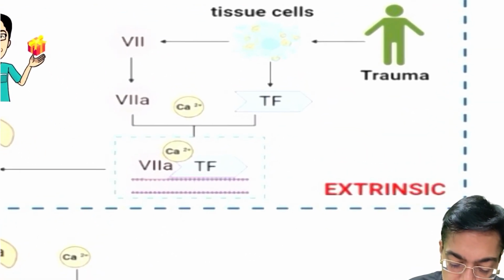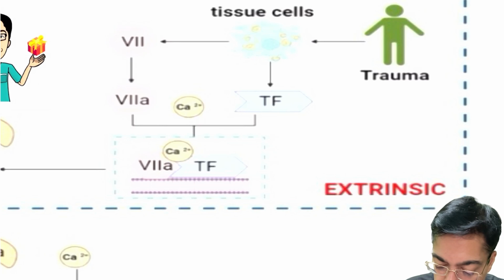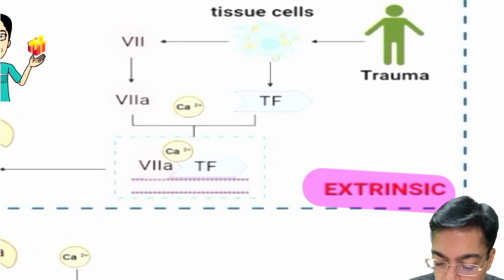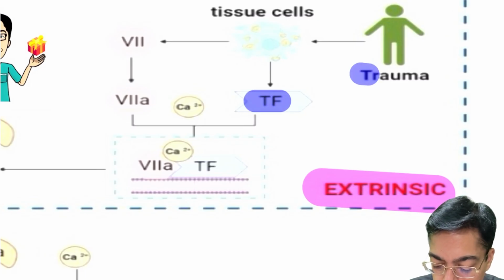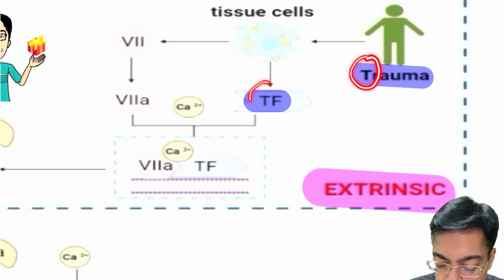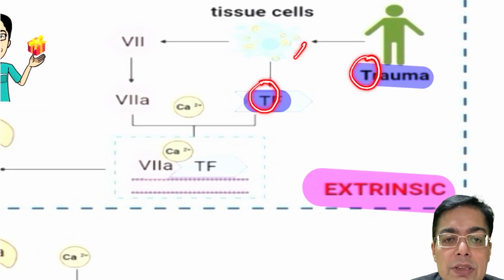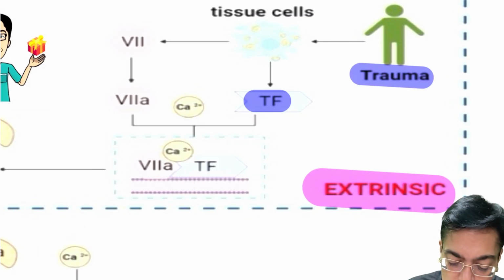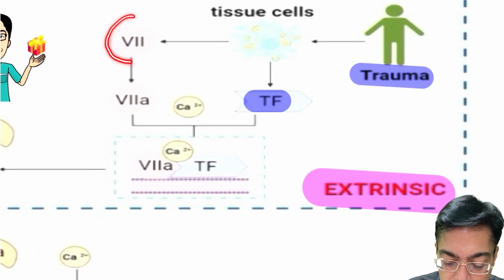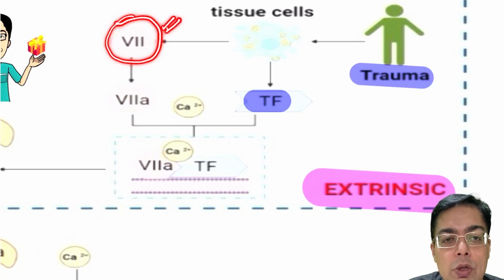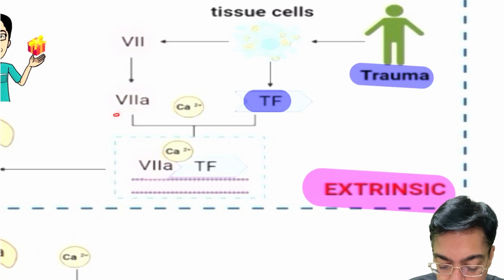If I'm paying attention to the first pathway, that is the extrinsic pathway. In the extrinsic pathway, during the time of injury or trauma, there will be release of a factor which is given the name of tissue factor. You can easily remember T for trauma, and T for trauma is responsible for causing release of tissue factor from the damaged cells. This tissue factor is responsible for activation of clotting factor number 7. That is why I have written over here 7A.